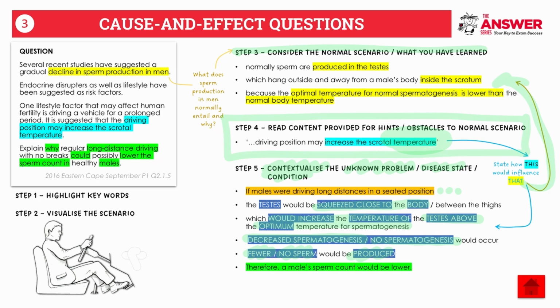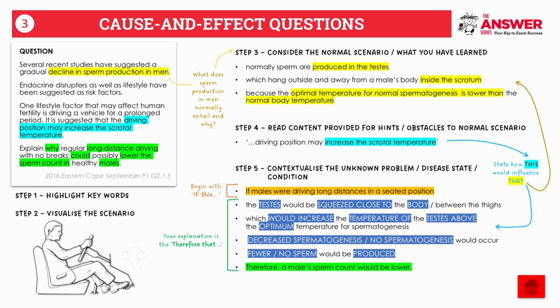And then you end off by answering this question: explain why driving in the seated position could lower the sperm count of males. So therefore, because of all of this, a male's sperm count would be lower. You begin with, if the male sits for a long period of time, therefore the testes are squeezed, their temperature increases, spermatogenesis is not at its optimum temperature, no or fewer sperm are produced, and therefore this contributes to the lower sperm count we observe in males.